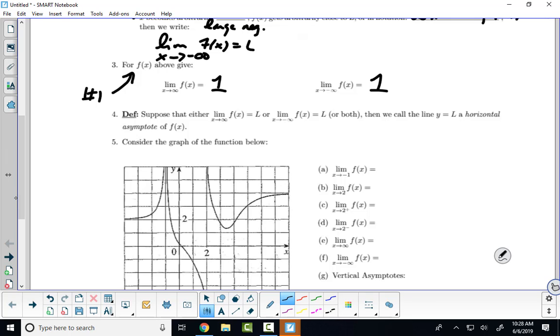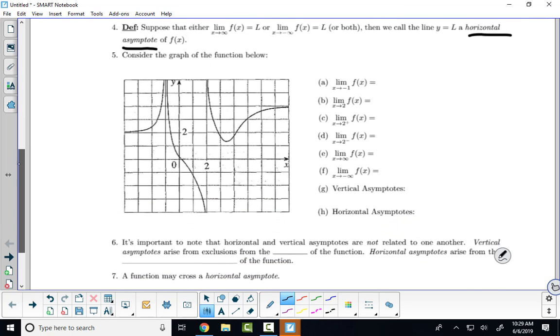Okay. So if as x gets large to the right, we approach L, or if as x gets large to the left, we approach L, or both, then we say that the line y equals L is called a horizontal asymptote. Okay? All right.